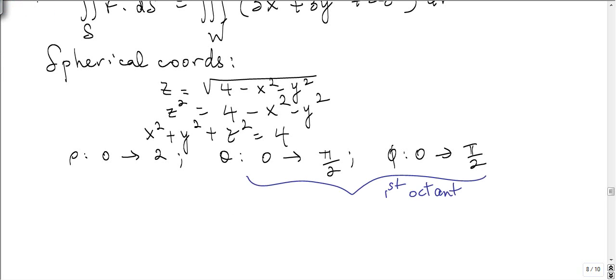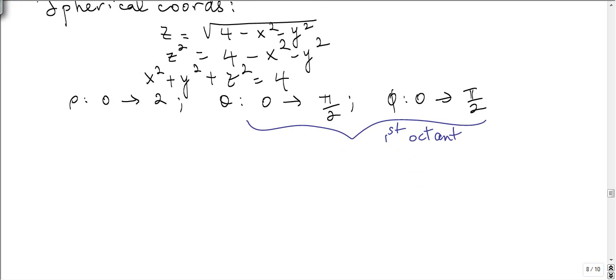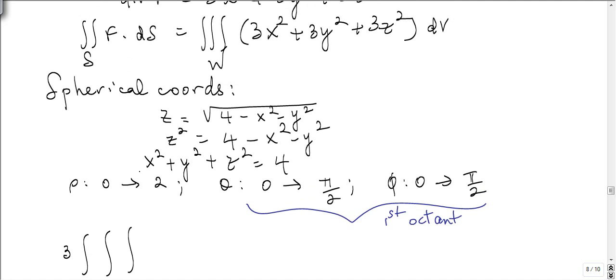Let's set up. So what do we have? I'm going to put the 3 outside if you don't mind. Okay, what is that integrand going to be? Rho squared. Just rho squared.